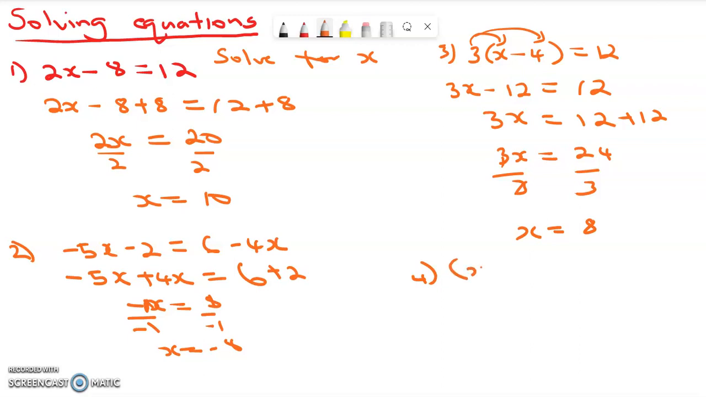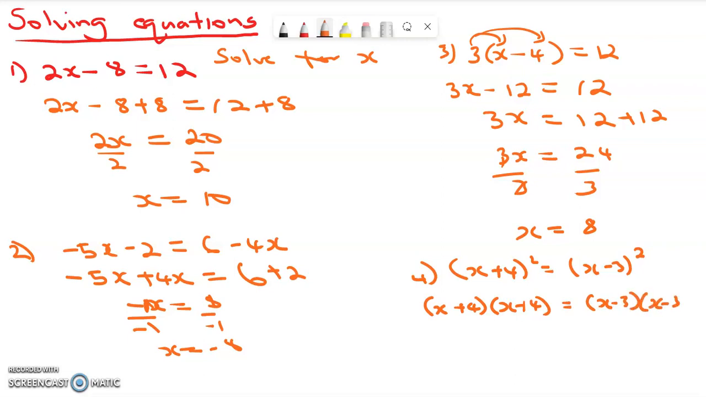For example 4, we are given x plus 4 all squared equals to x minus 3 all squared. Remember, the meaning of a number squared. It is a number multiplied by itself. So this is x plus 4 into x plus 4 equals to x minus 3 into x minus 3. Then we have to multiply out the bracket.